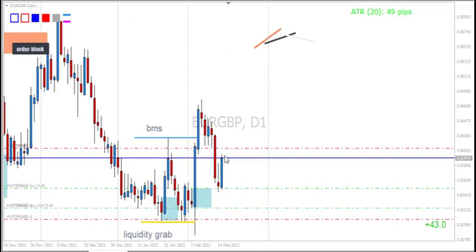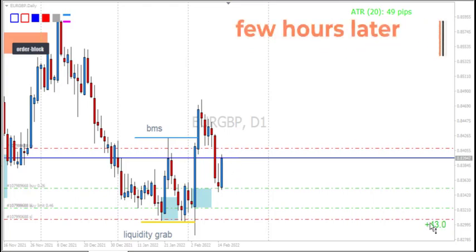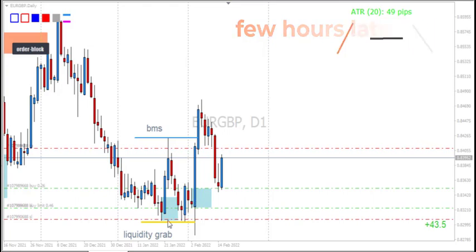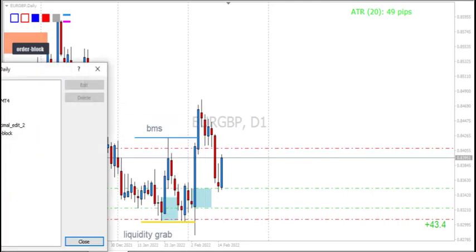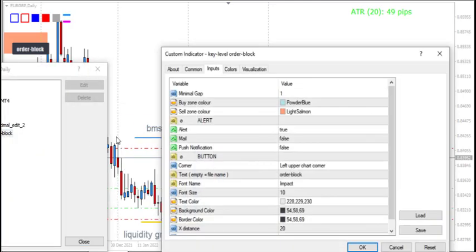Few hours later, price played out as expected and is now in deep profit and just about to hit our TP. So that's one of the many ways we can use the key level order block indicator. Looking at the inputs, everything can be done at the default settings, and you can change the text of the button as well.